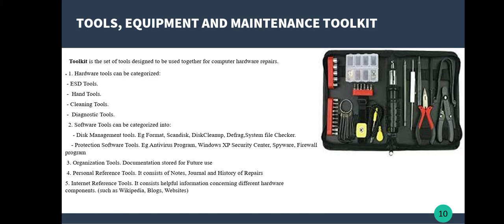And another part of the toolkit is called the hand tool. The hand tool is composed of a wire cutter, which is used to cut different wires, and it also consists of screwdrivers, which are used for screwing purposes in computer hardware. And there is another part of the toolkit, which is called cleaning tools.